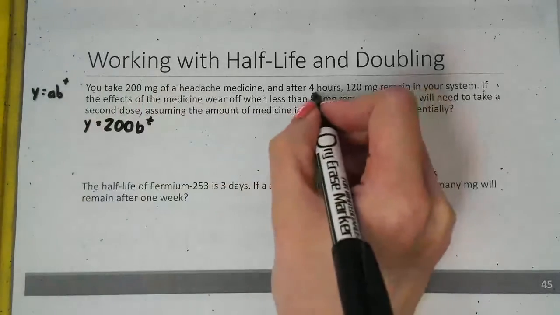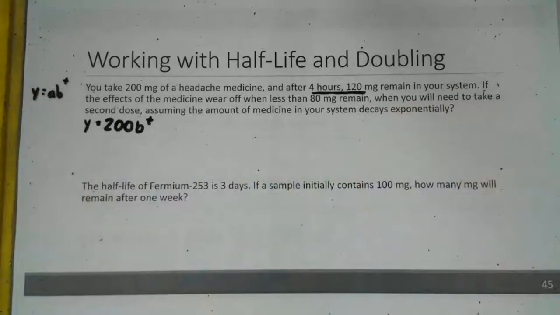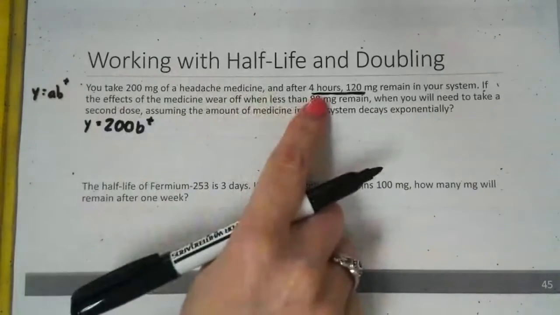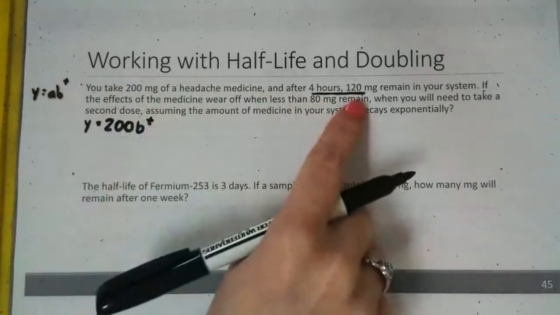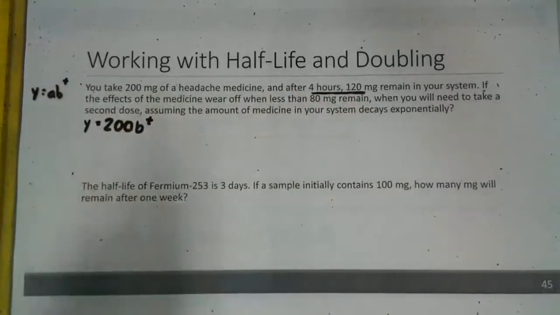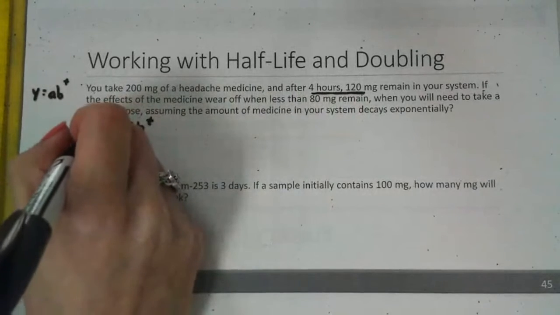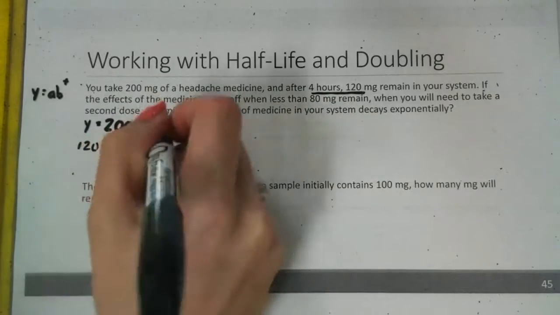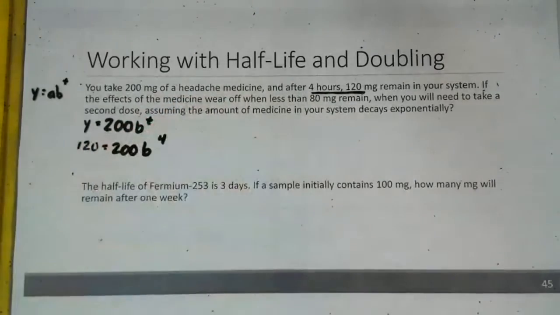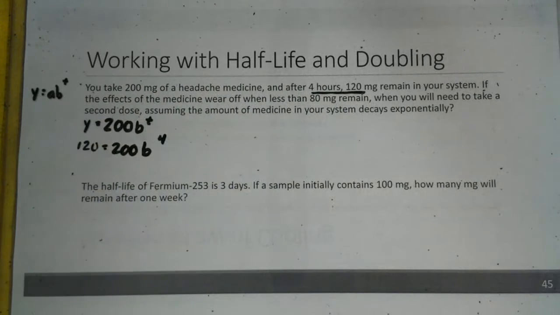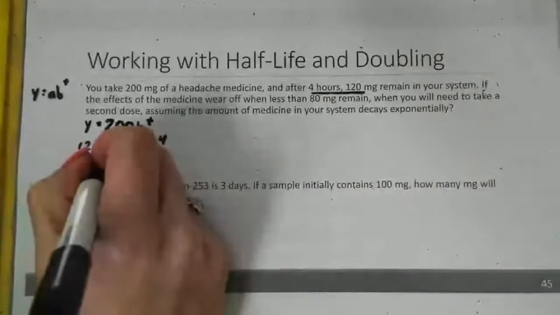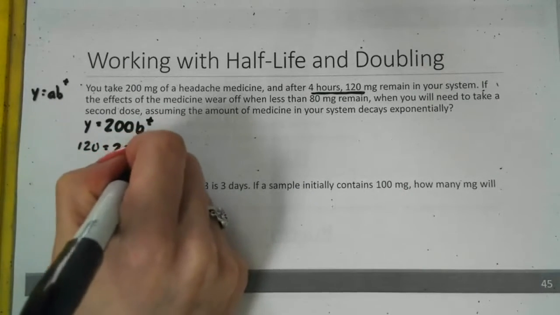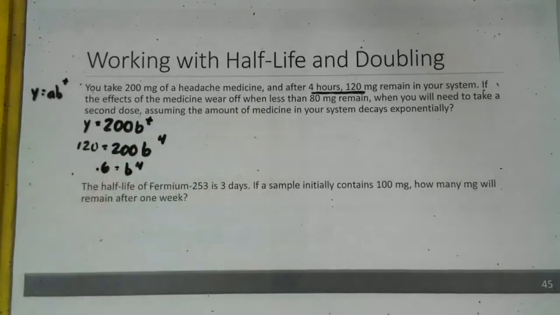But we know that after 4 hours, 120 milligrams remains. So 4 hours is going to be our time, t. 120 will be y, the amount remaining in the system. So we get 120 is equal to 200 times b raised to the 4th power. I can divide both sides by 200. And 120 divided by 200 is equal to 0.6. So we get 0.6 is equal to b to the 4th power.